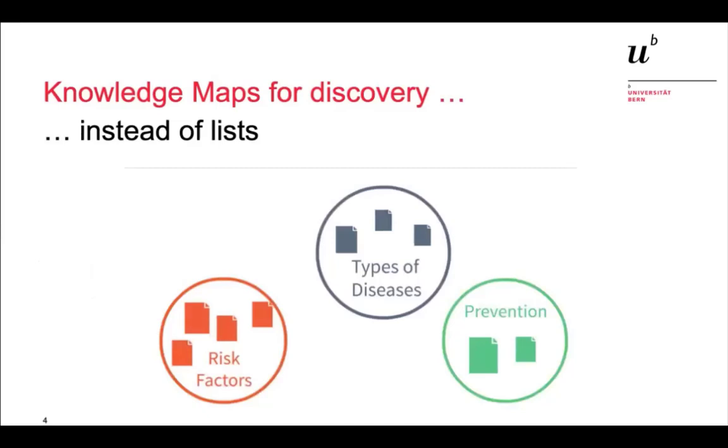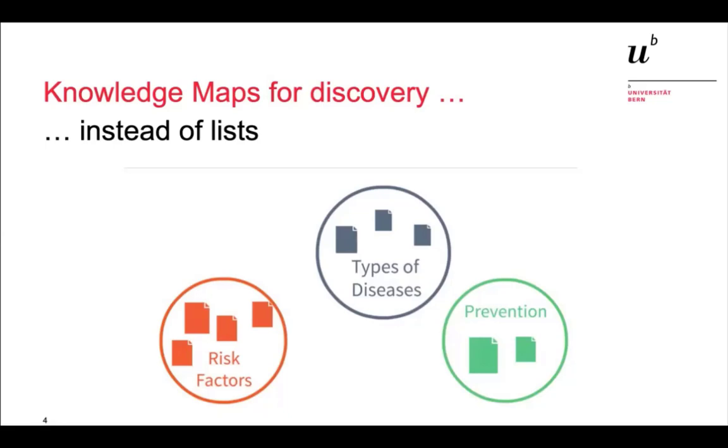And as I told you in the beginning, Open Knowledge Maps is a visual search engine for research. So instead of lists, users can create these knowledge maps of research topics in any discipline based on more than 260 million research outputs. And here you have a very simple example for the topic heart diseases.